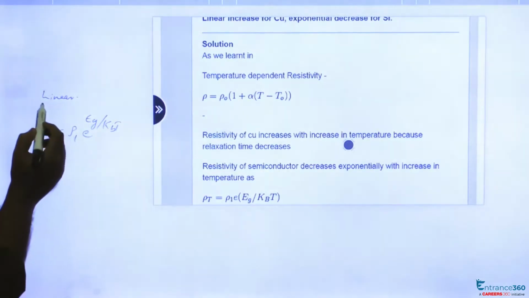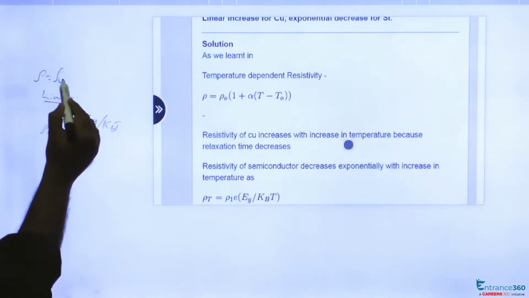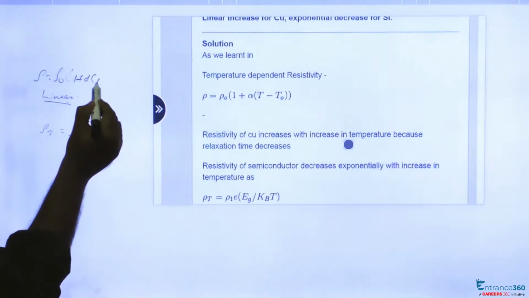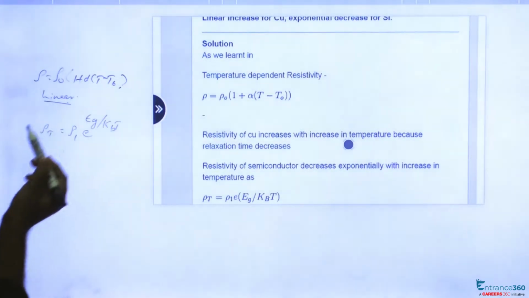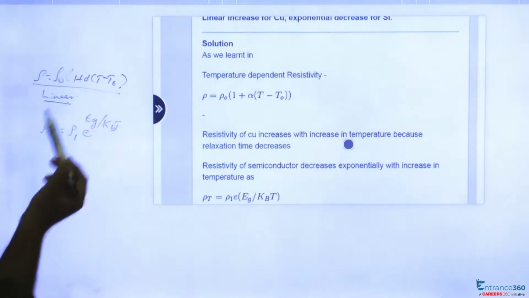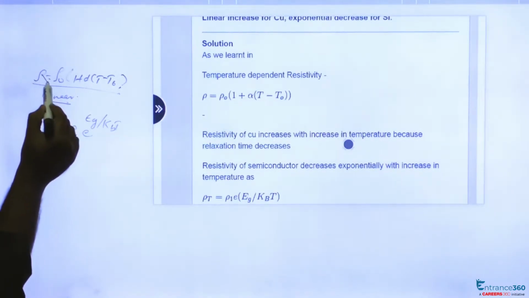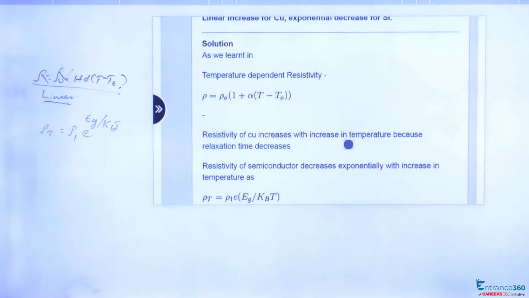So we can tell that for a conductor, resistivity varies as rho 0 into 1 plus alpha into T minus T naught. So resistance also varies accordingly with a linear relation, where resistance is R equal to R0 into 1 plus alpha into T minus T naught.